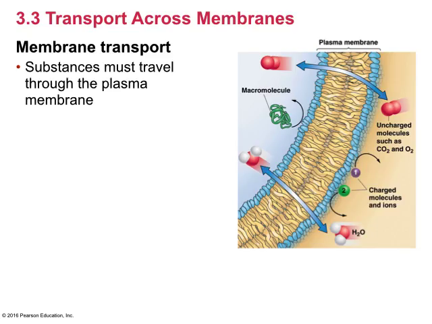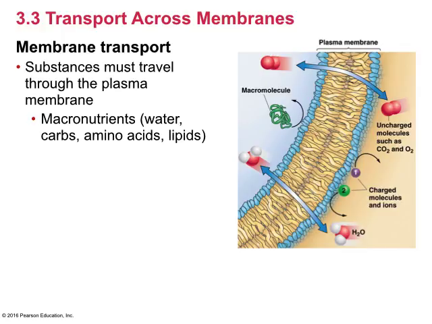So just to remind you, substances must travel through the plasma membrane or the cell membrane in order to get from the outside of the cell into the cell. So this would be macronutrients like water, carbohydrates, amino acids, and lipids, which are all necessary for cell metabolism, which is just the chemical reactions in the cell. And vitamins and minerals, which also help with chemical reactions in the cell.